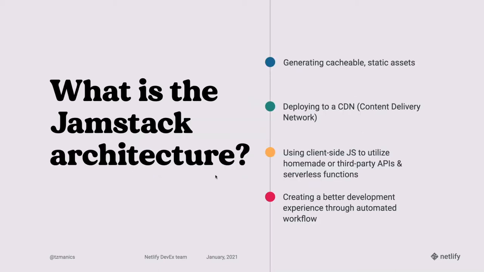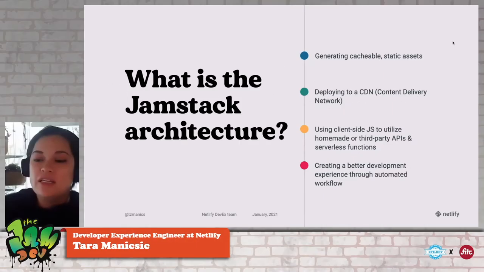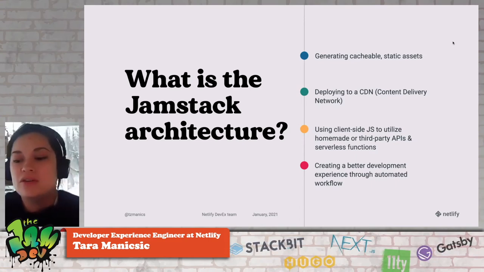And then talk about the tech that we have behind it. So we're saying that we're generating cacheable static assets. We're deploying to a CDN or content delivery network. We're using client-side JavaScript to utilize homemade or third-party APIs. I think that's a big thing. They can be APIs that you make, or they can be APIs from third parties if you want to delegate work, and utilize things like serverless functions. So one thing that's really important to me is the DX of Jamstack. You're creating a better development experience through automated workflow.